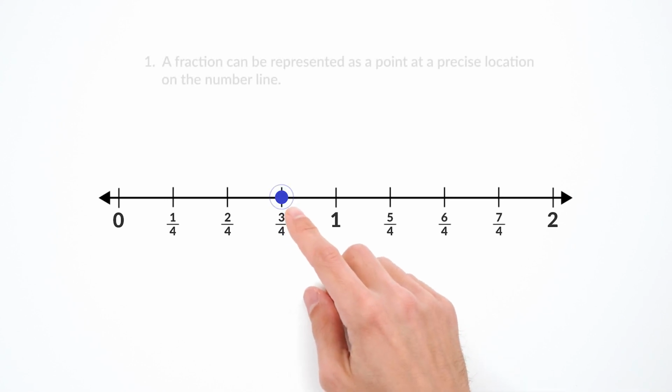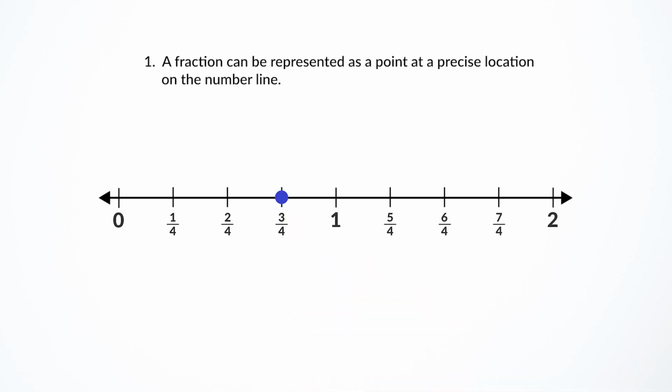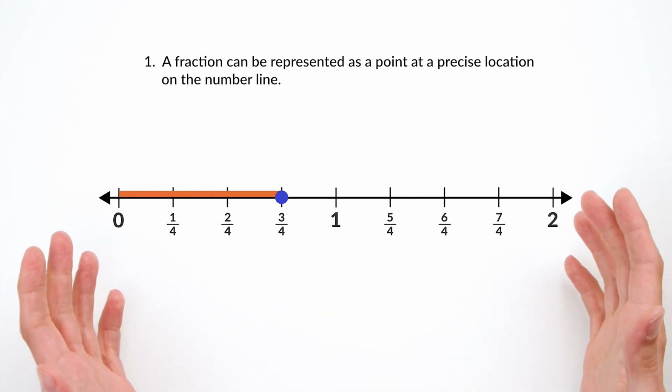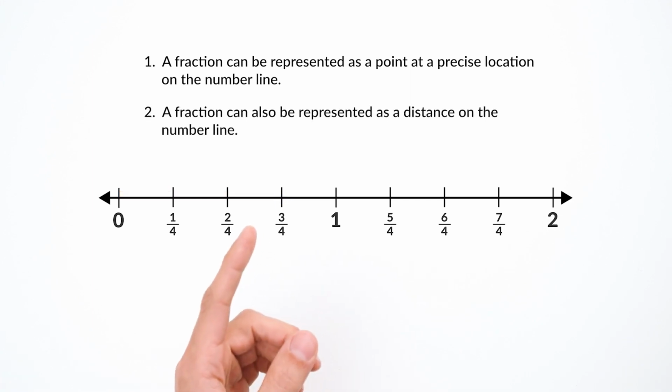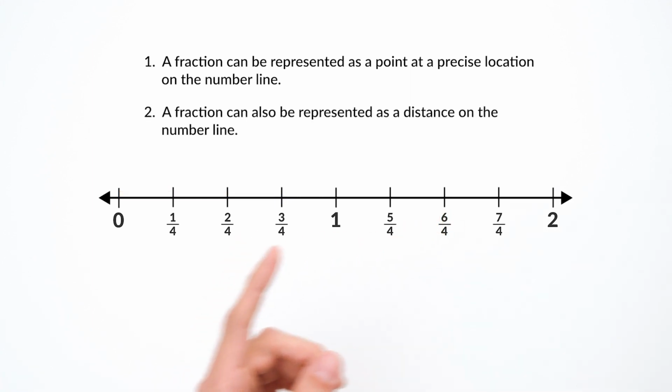One great thing about the number line is that it lets us represent a fraction in two different ways. This point on the number line represents the number 3/4, and its value is based on its distance from 0. On this number line, there is only one point that can have the value 3/4. But we can show a length of 3/4 in different locations on the number line. So here's a length of 3/4, and here is also a length of 3/4, and here's a length of 3/4.